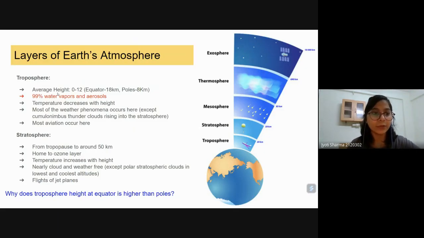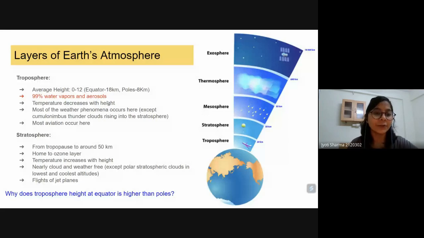Okay. So next, right now you know about the average height of the troposphere. The second characteristic of the troposphere is that 99% of water vapor and aerosols are found only in the troposphere, not in other spheres, because we have the oceanic bodies and the rivers.